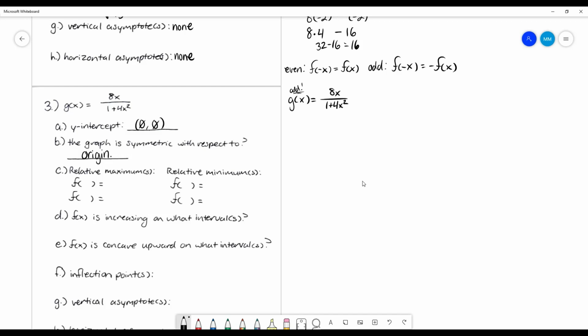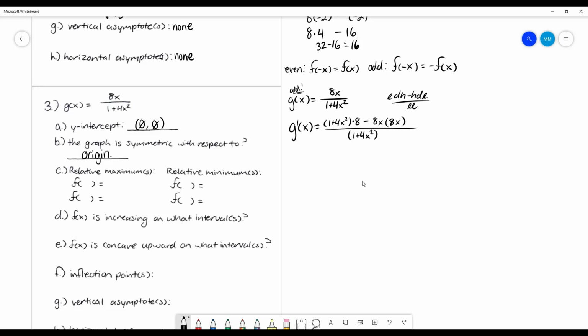Okay, next up is relative extrema once again. So we're going to go ahead and take that first derivative. And again, this is going to be a little ugly. So remember, quotient rule, low d high minus high d low over low low. So it's going to be 1 plus 4x squared times the derivative of 8x, which is just 8, minus 8x times the derivative of the bottom, which is going to be another 8x, all over the bottom squared.